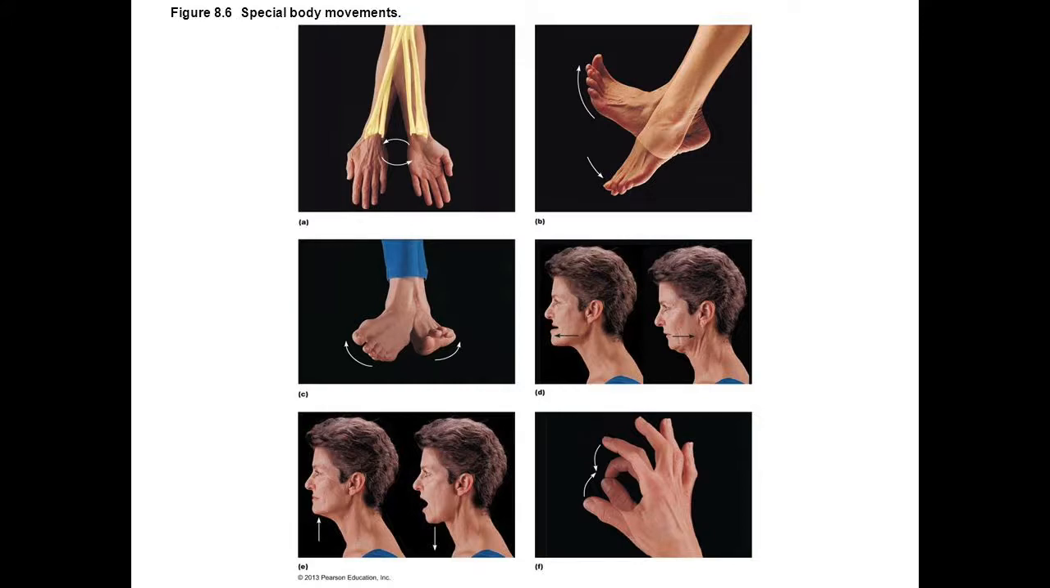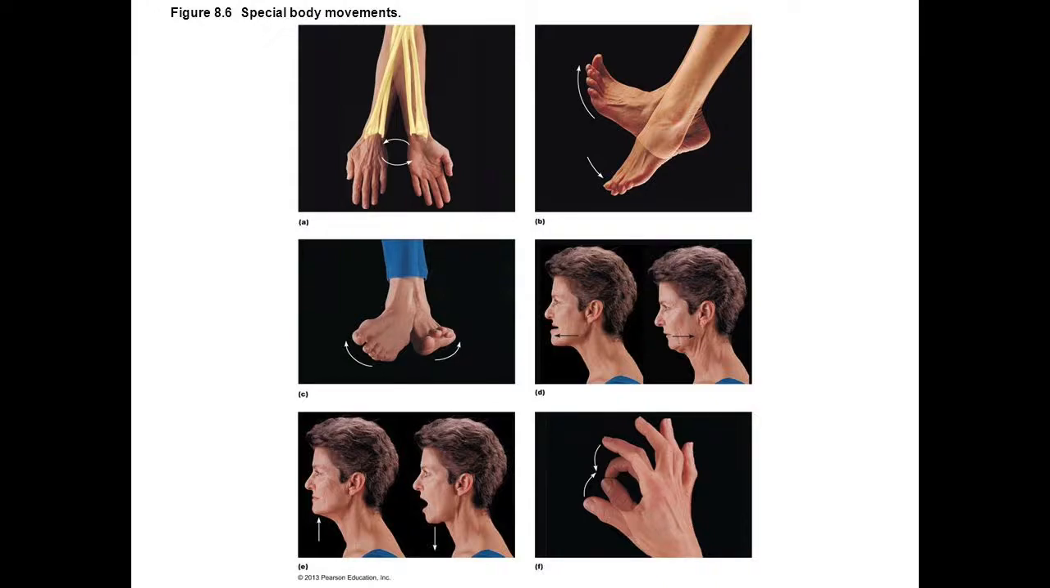Then we have dorsiflexion, which refers to the bending of the foot at the ankle in the direction of the superior surface and occurs when you stand on your heels. Next, we have plantar flexion, which involves bending of the foot at the ankle in the direction of the plantar or inferior surface, as when you stand on your toes. Next, supination is a movement of the forearm that turns the palm anteriorly, whereas pronation is the movement of the forearm that turns the palm posteriorly.